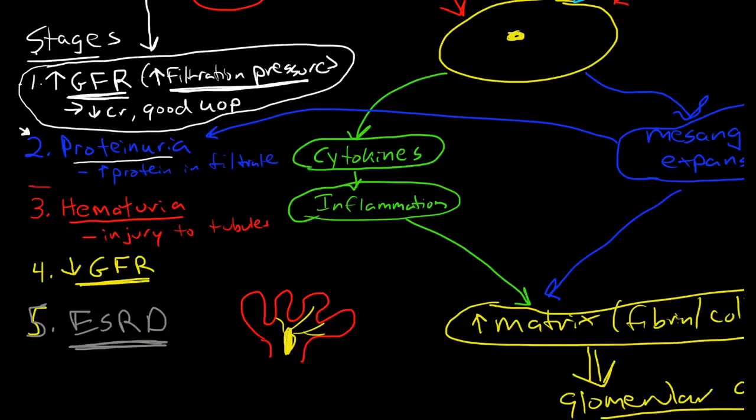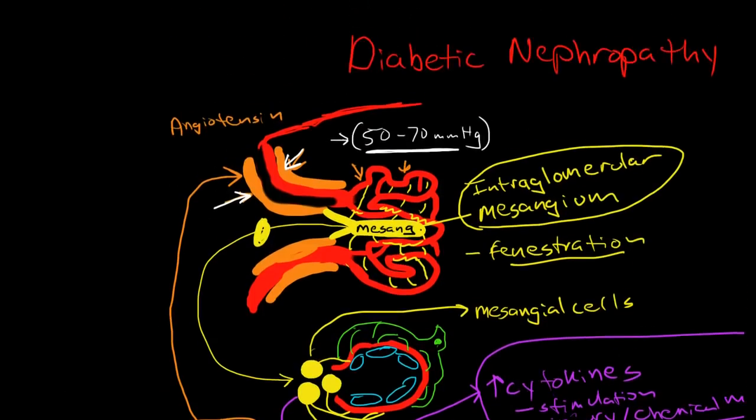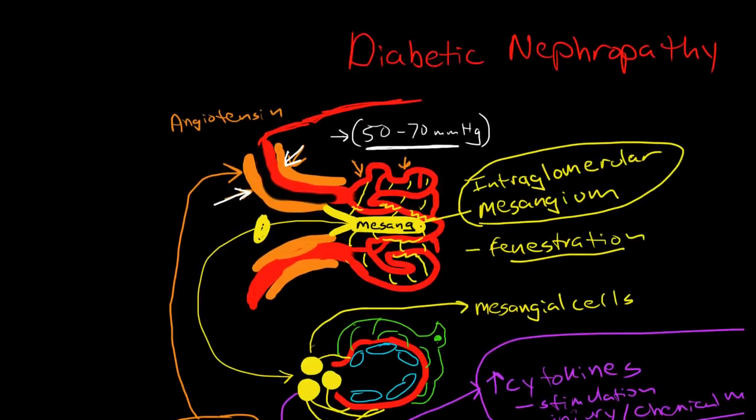The last three here, 3 through 5, are shared in common because hematuria is due to the injury to the tubules, and decreased glomerular filtration rate and the eventual development of end-stage renal disease is due to loss of nephrons, which both of these diseases have in common. Okay, so that brings my discussion about diabetic nephropathy to an end.